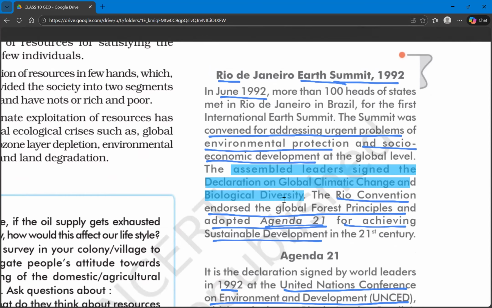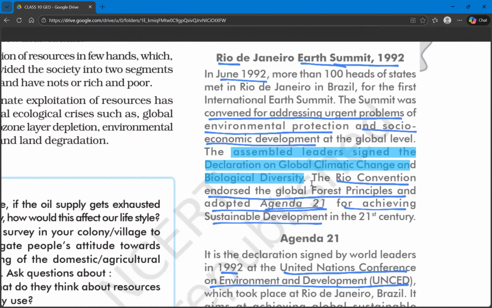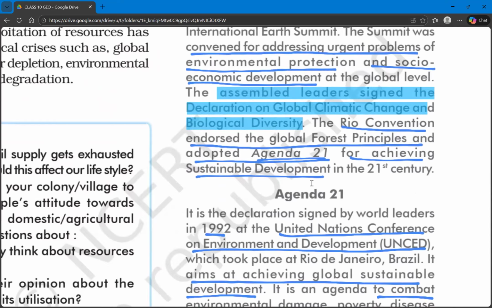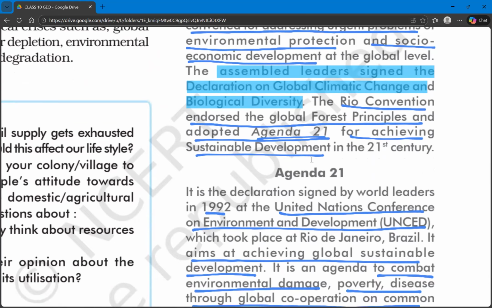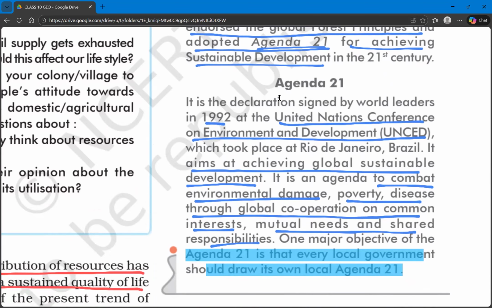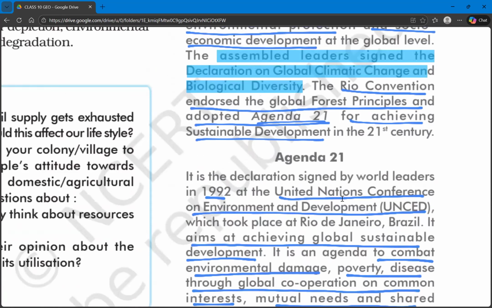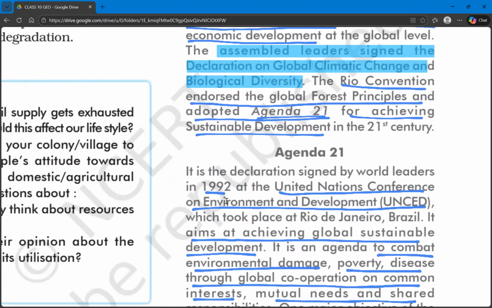The assembled leaders signed the Declaration on Global Climatic Change and Biological Diversity. So what was the declaration? Global Climatic Change and Biological Diversity. The Rio Convention endorsed the Global Forest Principles and adopted Agenda 21. Agenda 21 was adopted for achieving sustainable development in the 21st century. So, from 2000 to 2100, they have adopted Agenda 21. What is this Agenda 21? It is the declaration signed by world leaders in 1992 at the United Nations Conference on Environment and Development. So this Rio Summit is also called the United Nations Conference on Environment and Development.